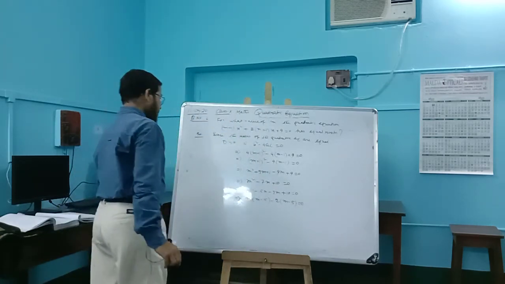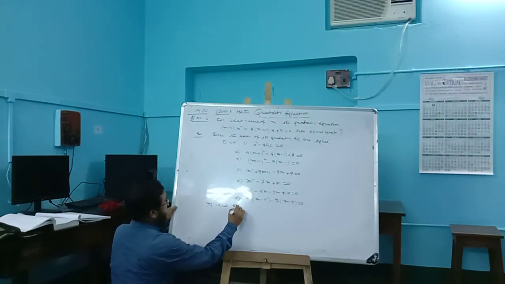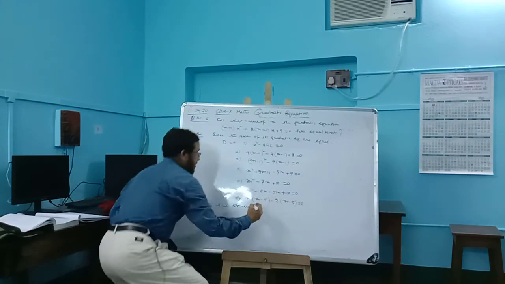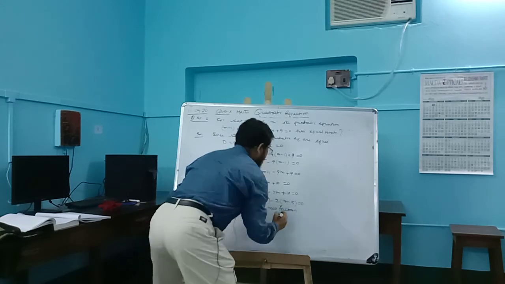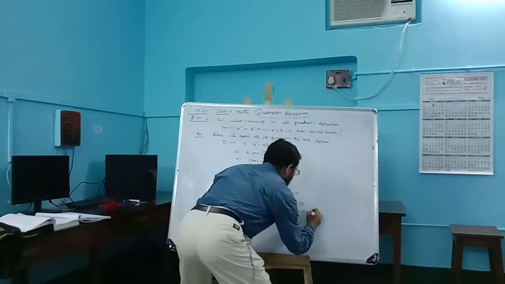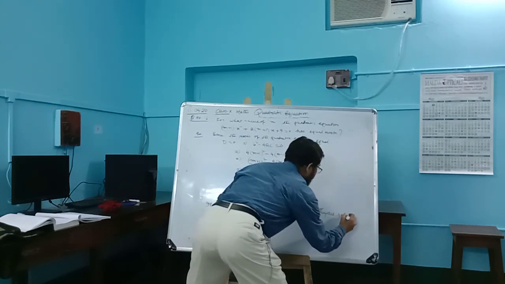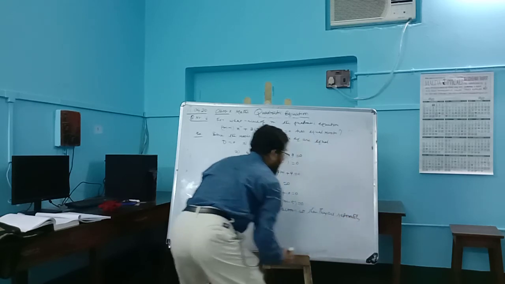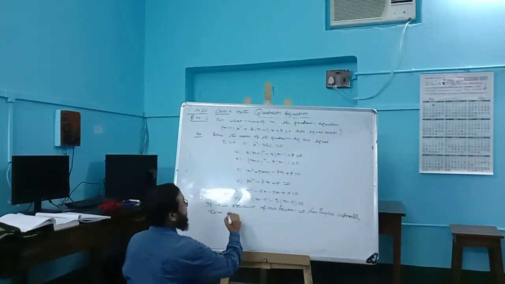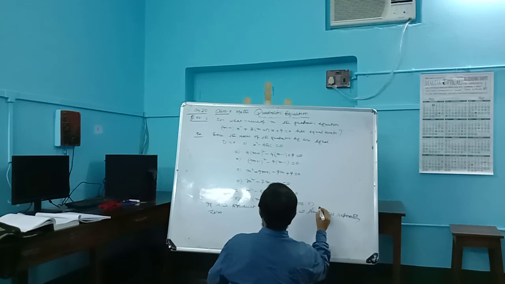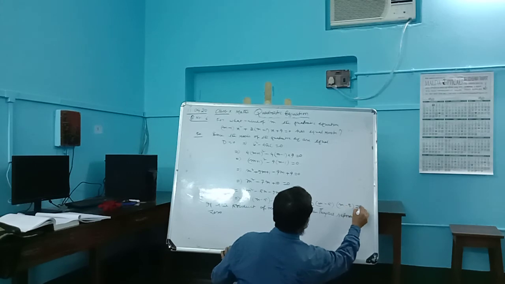Again the same theory: if the product of two factors equal to 0, then they are separately 0. This implies (m minus 5) into (m minus 2) equal to 0.